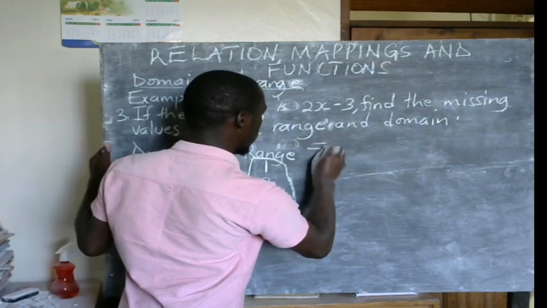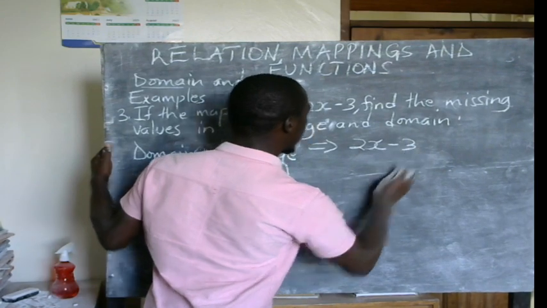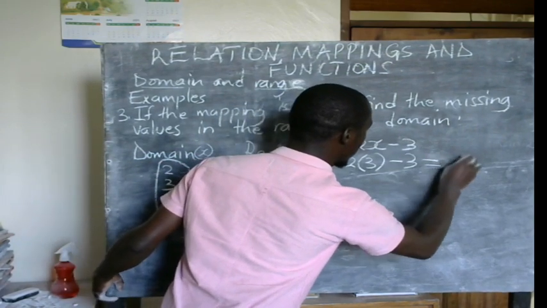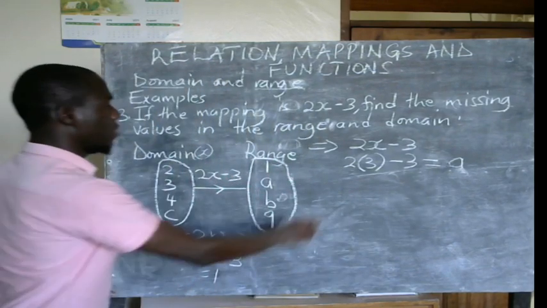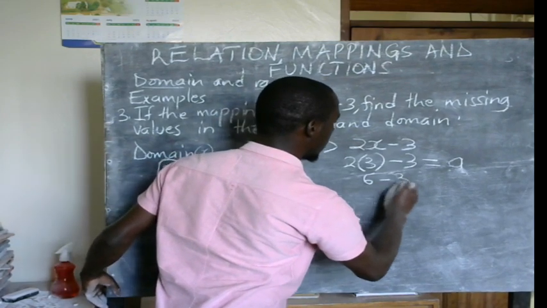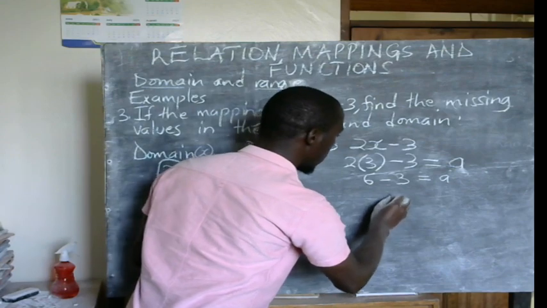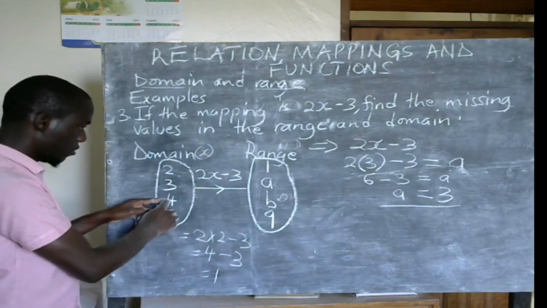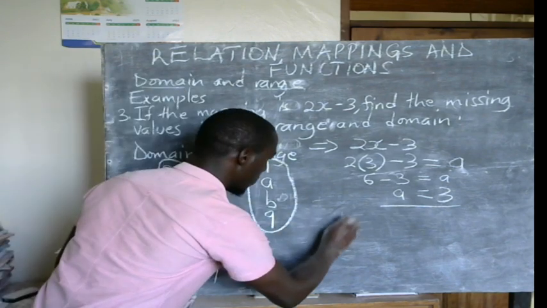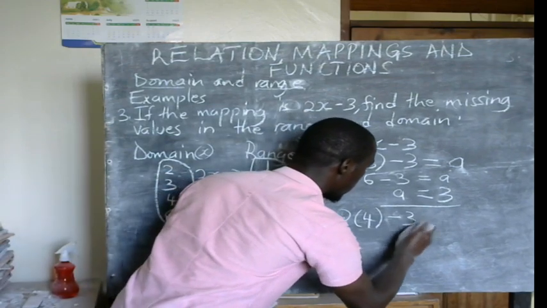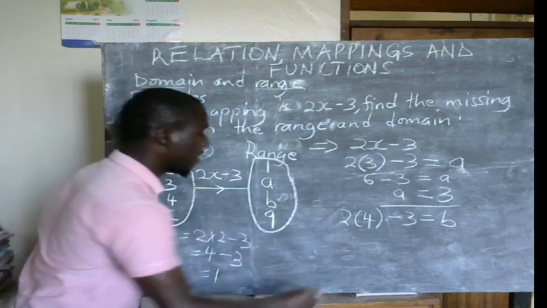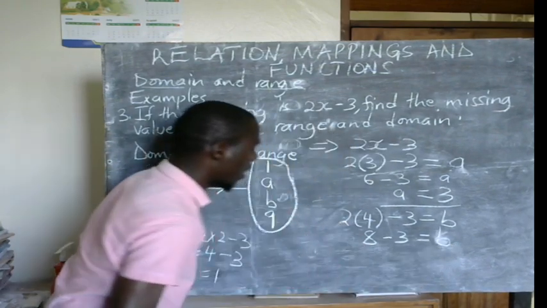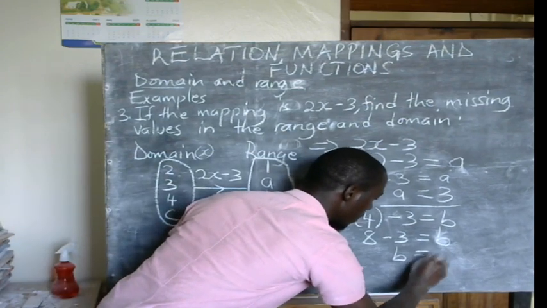So I've said the mapping is that one there. Then when I feed in the 3, 2 times 3 minus 3 should give me my image, which is a. When I multiply here, I have 6 minus 3 to give me the a. When I subtract, a is 3. Then I go to the same case here. When I get my 2 into 4 minus the 3, it should give me the b. When I multiply here, that's going to be 8 minus 3 to give me the b. When I subtract, I'll have my value of b as 5.